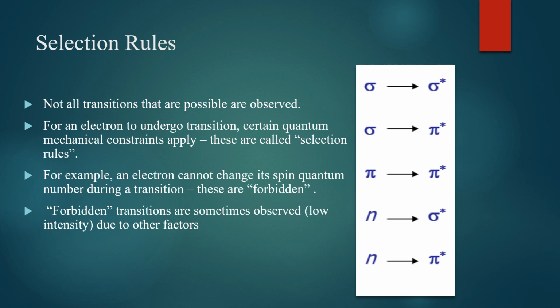These electronic transitions occur in a particular order of energy: sigma to sigma star has the highest energy, then comes sigma to pi star, then pi to pi star, then n to sigma star, and n to pi star.